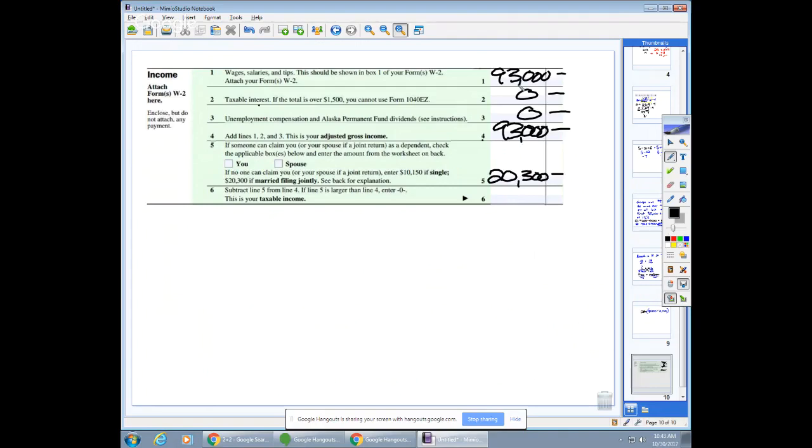The chances of someone claiming your spouse aren't very likely, right? Well, if you got married really young, the parents might still be claiming the husband or the wife. That's a possibility. So that happens. All right, so do that subtraction. What do we get? 72,700. Isn't there an age limit to when you can claim people? I think it can go on indefinitely.